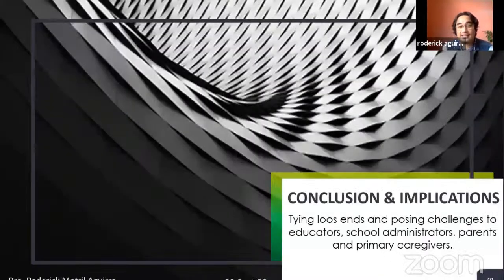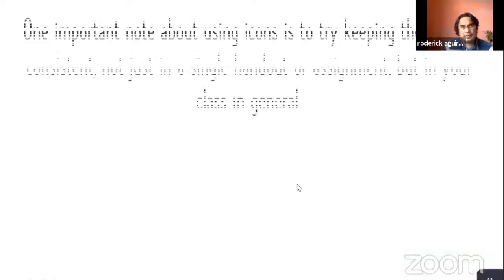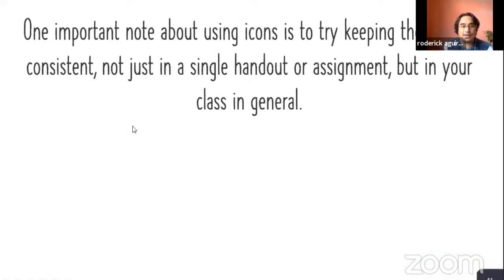Okay, so I have these reminders though. Just 2 slides. One important note about using icons is to try keeping their styles consistent. This was the question earlier, ma'am. Consistent it should be, not just in a single handout or assignment, but in your class in general, or in the school in general, or in the education system in general, for consistent use of the language, okay?